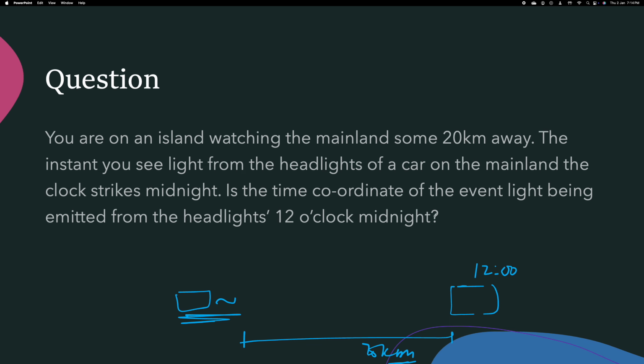So the question is, is the time coordinate of the event of light being emitted from the headlight also 12 o'clock midnight? The answer is no, because the photon must have taken some time to travel this distance. Therefore, you have to subtract that time to find at what time this light or photon is being emitted.